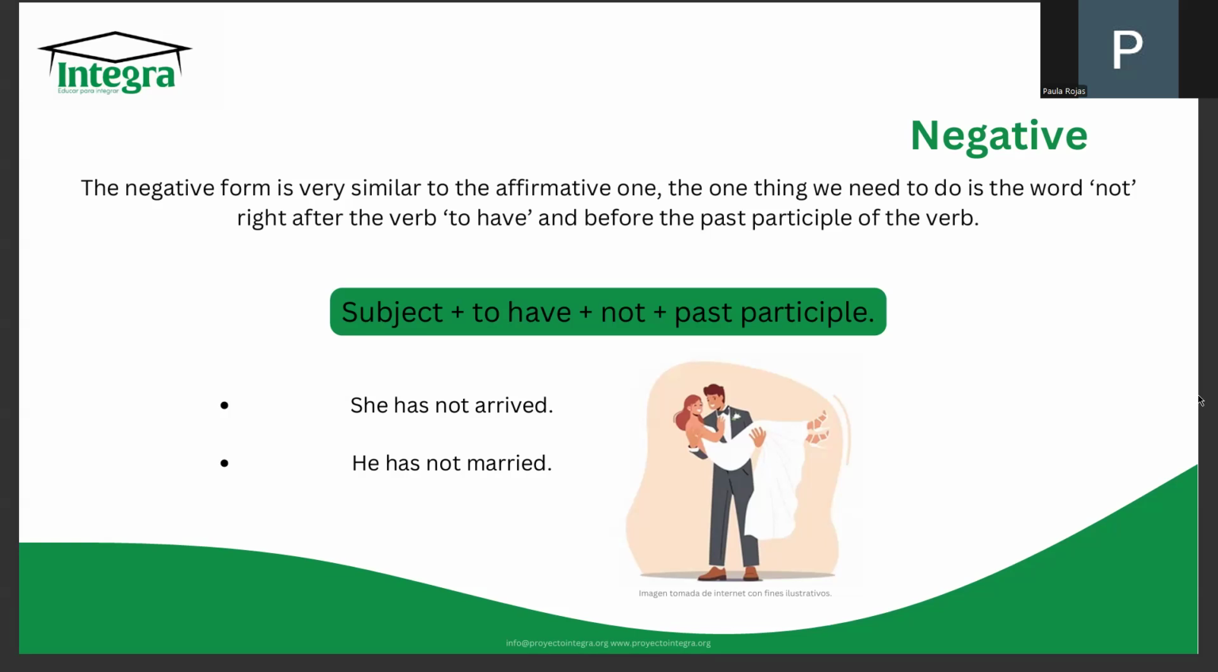She being the subject, then has would be to have the auxiliary, and then we add not, and lastly, the verb, the root would be arrive, but we add the ed because it's the past participle, and so it is arrived. She has not arrived. Another example, he has not married.